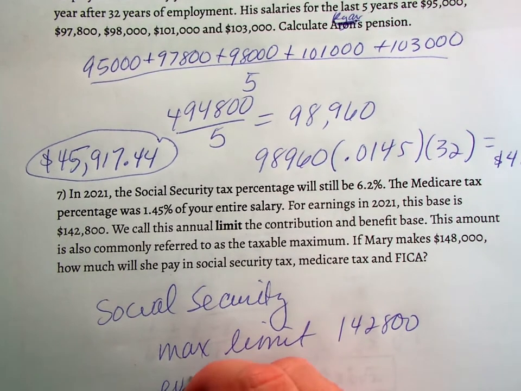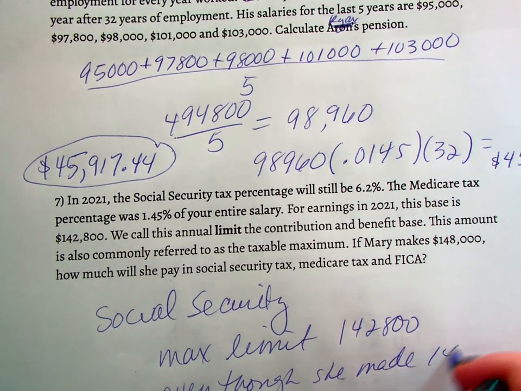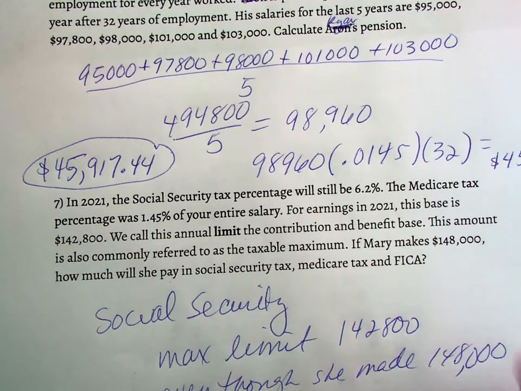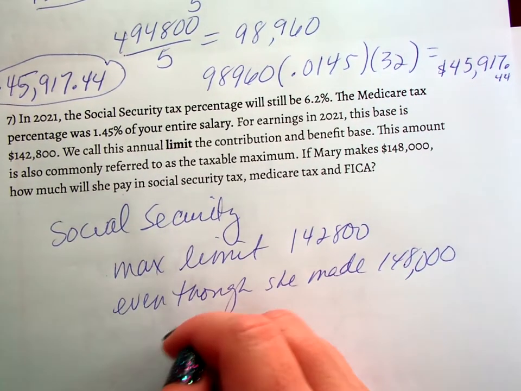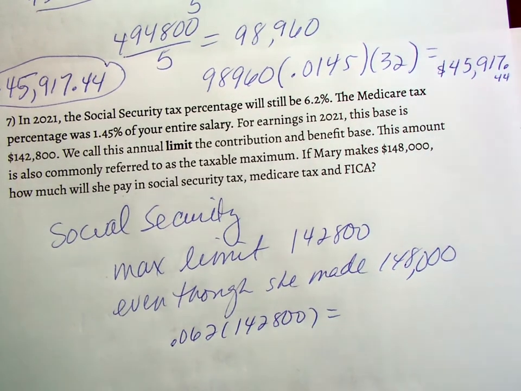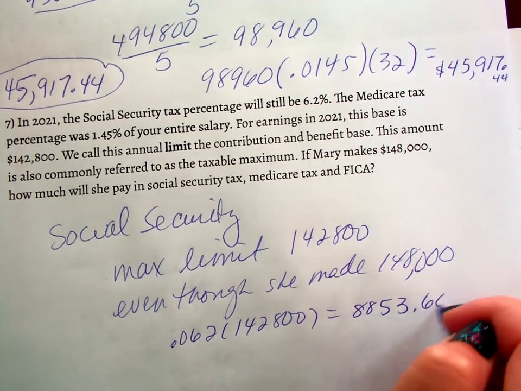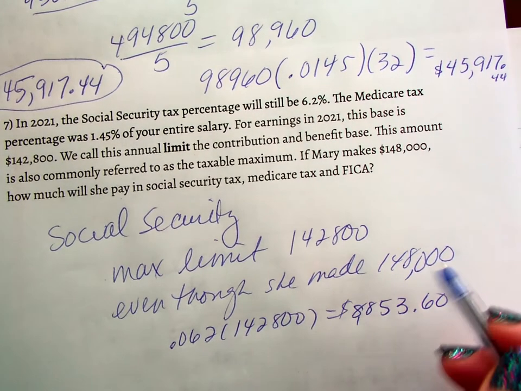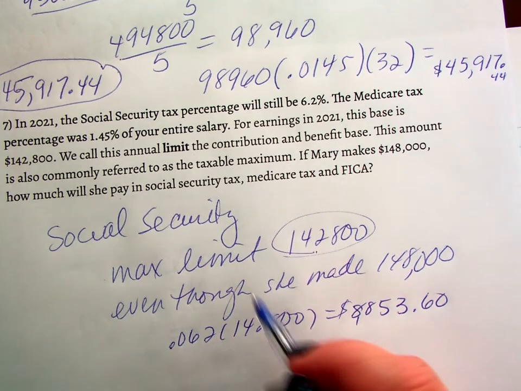So even though she made $148,000, we don't use that number to calculate her Social Security. We use the max number instead. So 0.062 of $142,800. This number is going to sound familiar from yesterday's lesson because we did this already. And that's $8,853.60. So even though she made $148,000, we use this max limit number to calculate Social Security.